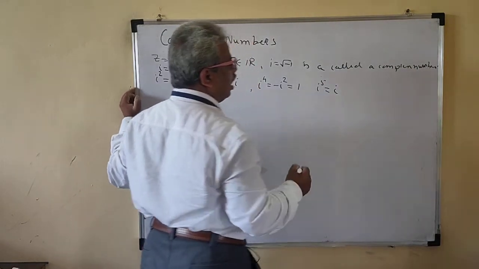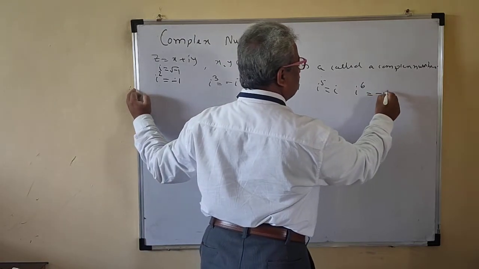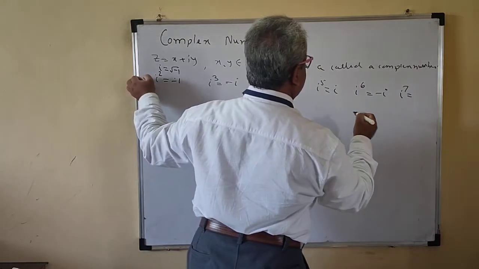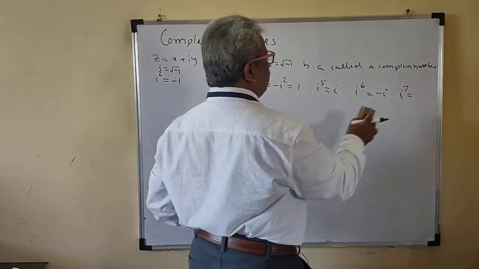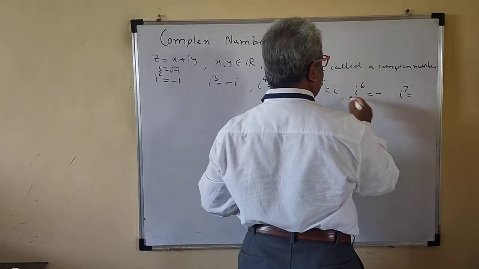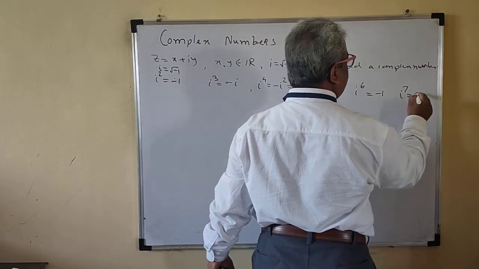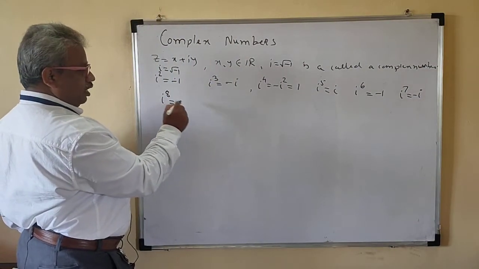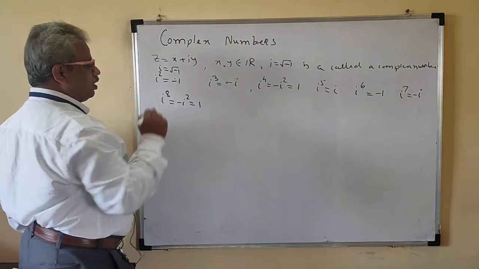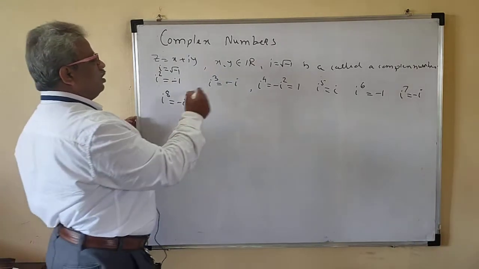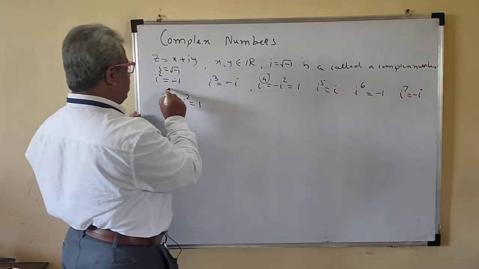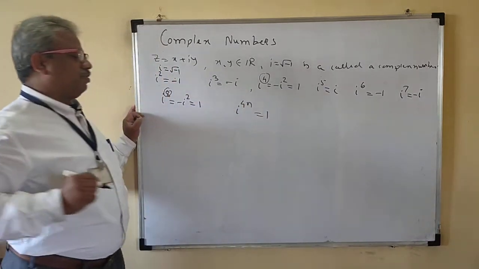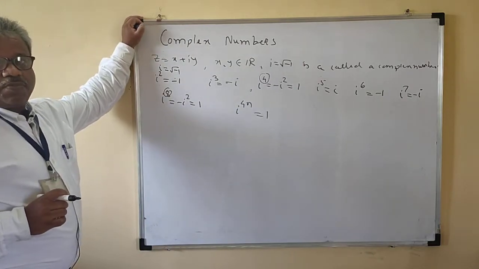So what we get? i to the power 6 is minus i to the power 7... i to the power 6 is minus 1. Okay. It is minus i square, and i square is minus 1. i to the power 7 is minus i. Right? And i to the power 8 is minus i square, so this is plus 1. Now see here, this is power 4, power 8, so that means i to the power 4n is always 1. i to the power of a multiple of 4 is always 1.